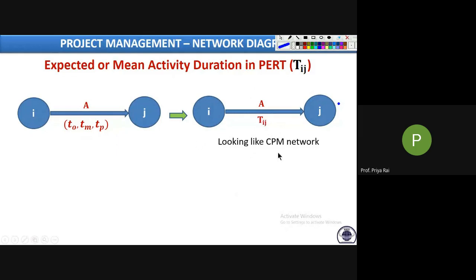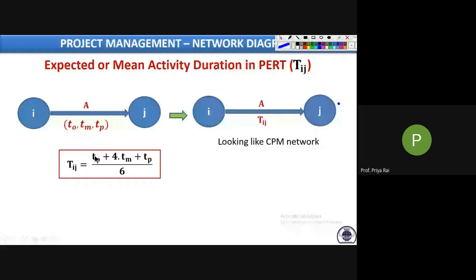Now after this conversion, all numerical processes will be the same. Whatever you have learned till now in CPM, the same procedure you have to follow in PERT also, for calculating longest path, for calculating project duration, for calculating ES or LF, or for calculating your slack or float, everything same. All procedure will be same as CPM.